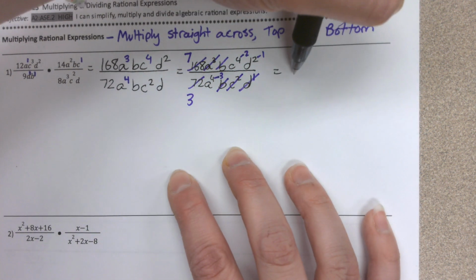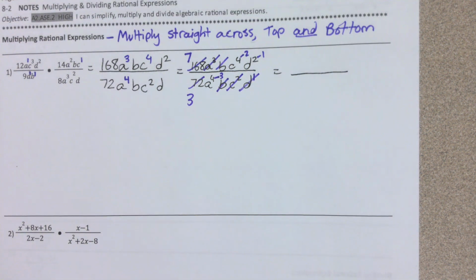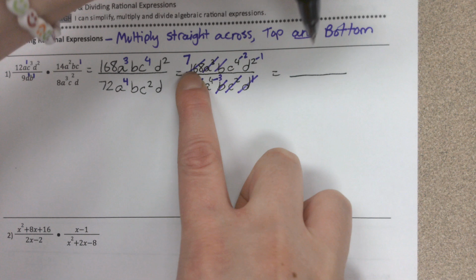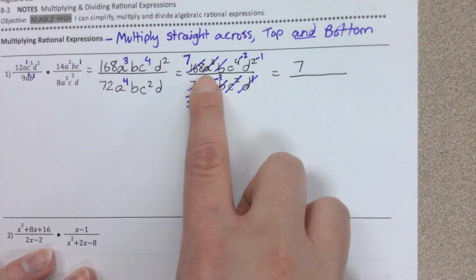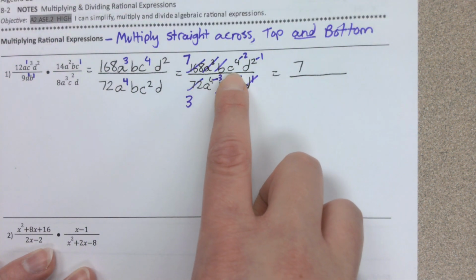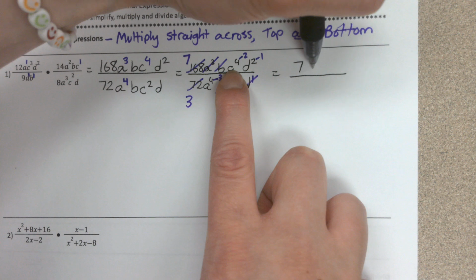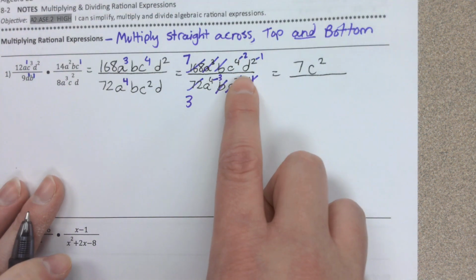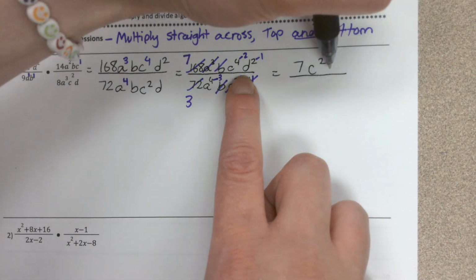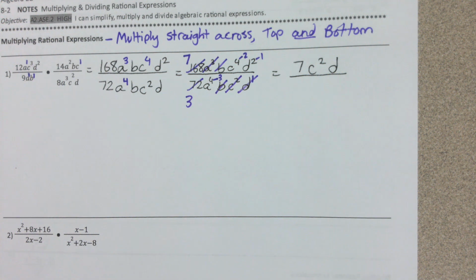And now we will put our final answer together. Make sure you read through this carefully. Again, some details are going to be very easy to miss because they get lost in all the mess. First, we have our number 7. A's are gone, B's are gone. C, we have 4 minus 2, so C squared. And D, we have 2 minus 1, so D to the first, or just D.